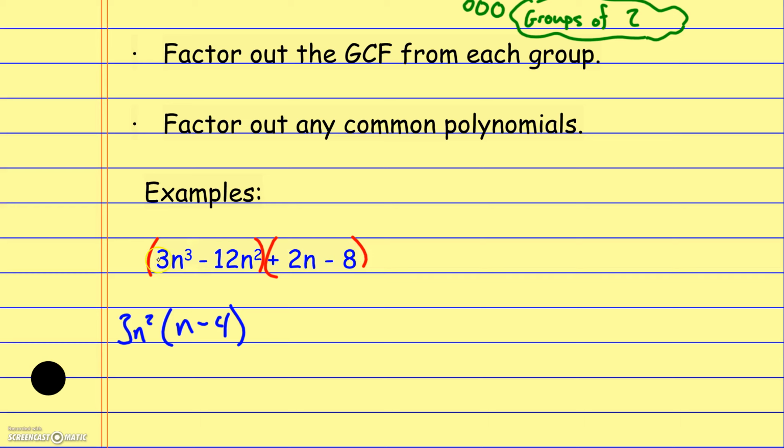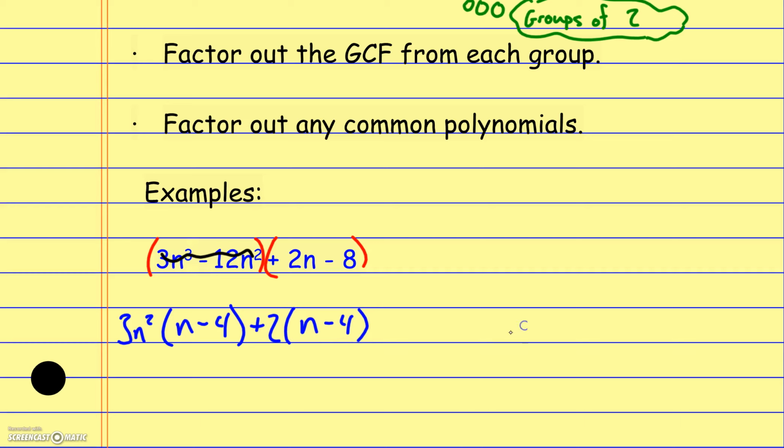So if I were to ignore this first group and just look at the second binomial, 2n minus 8, I'm going to factor out the greatest common factor. Here it's a positive 2. And again, just like we included the sign inside those parentheses, I've got to include a sign here to tell me if this is positive or negative. So since I'm factoring out a positive 2, I'm going to put a plus 2. All right? And when I divide that out, it leaves me with an n minus 4.